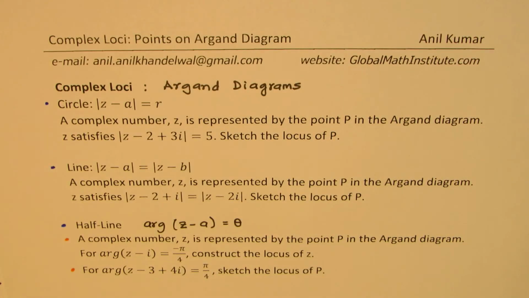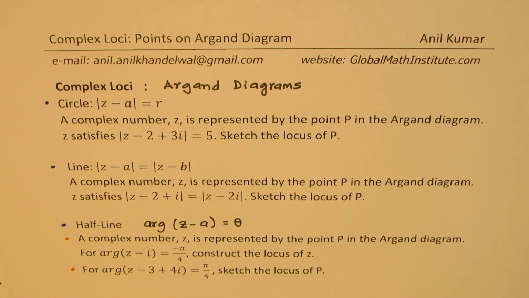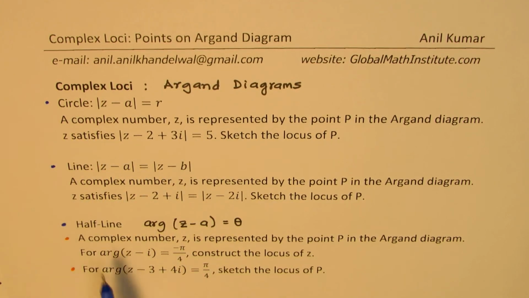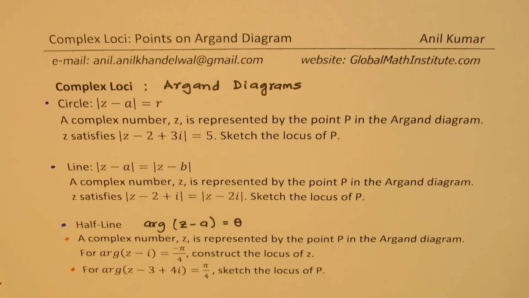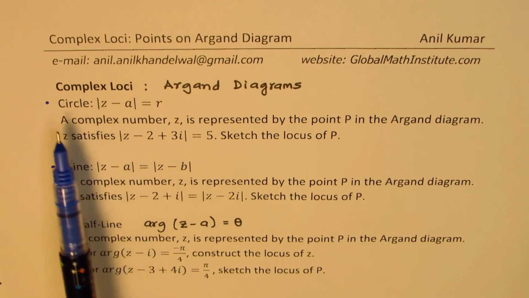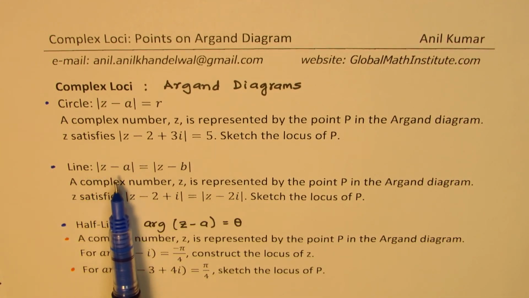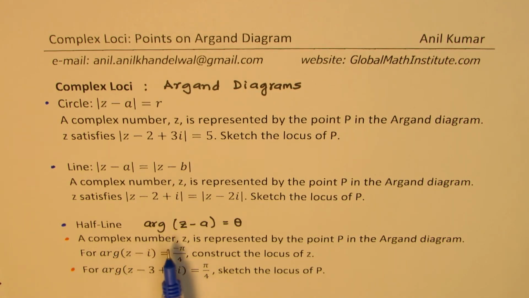So in this particular video, we learn all about complex loci. These are the set of points which are drawn on the Argand diagram. Depending on the type of situations, you could get a circle, a line, or a half line. And the standard equation for a circle will be absolute value of z minus a equals to r. For a line it will be absolute value of z minus a equals to absolute value of z minus b. And for a half line, it will be argument of z minus a equals to the angle theta. I hope that makes sense.